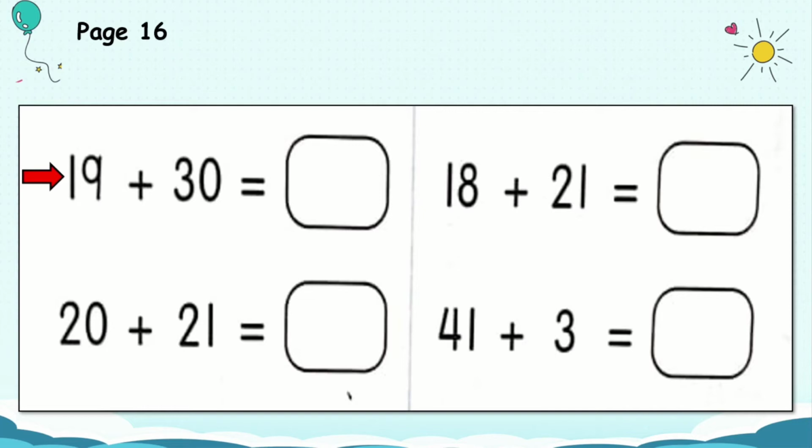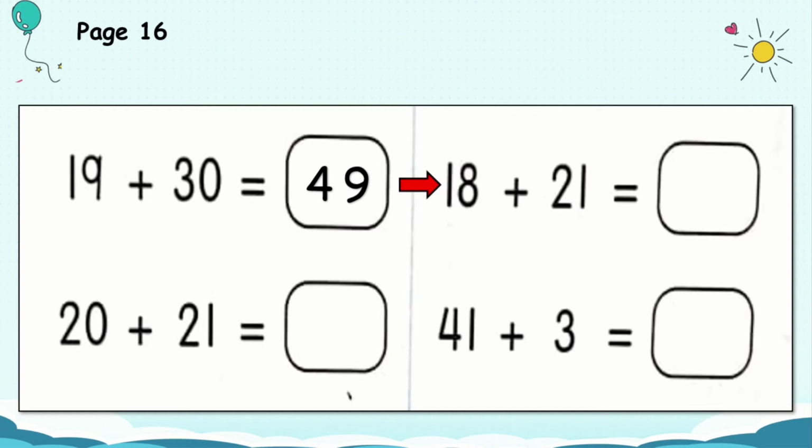19 plus 30. Can you do that? Which one should we do first? Yes, we should do the ones first. 9 plus 0. 9 plus 0 is 9. Very good. Let's move on to the tens. 1 plus 3. Yes, 1 plus 3 is 4. So 19 plus 30 is equals to 49.